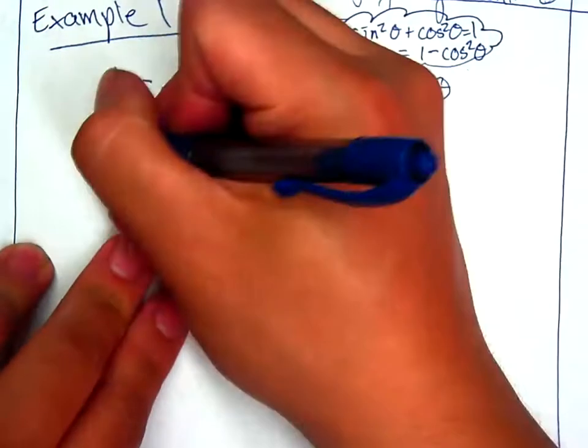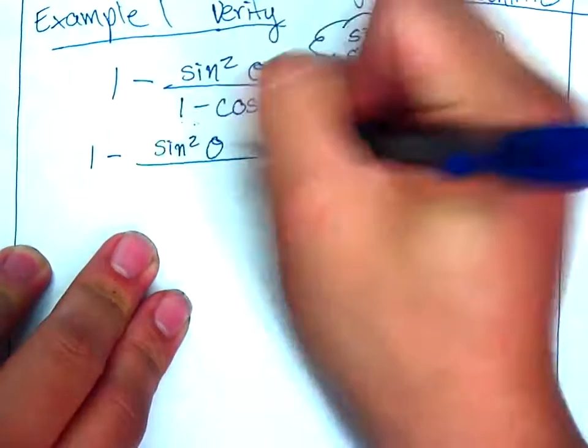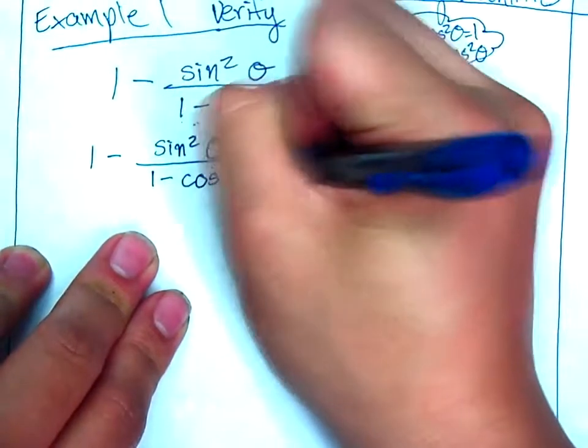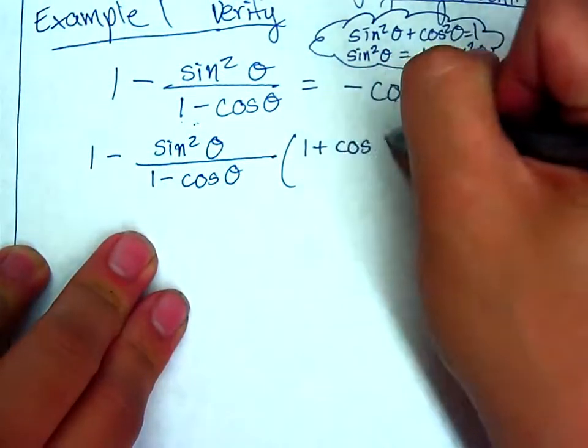All right, so let's go ahead and show that step. Sine squared theta over 1 minus cosine theta. We're going to multiply this on top and bottom by 1 plus cosine theta.